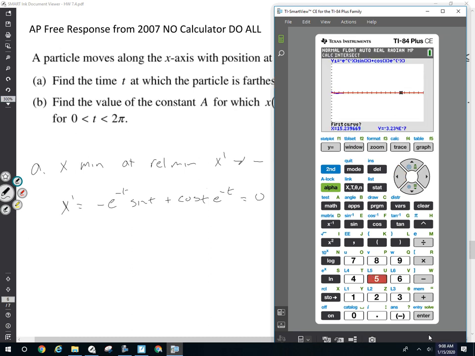Second calc, intersect. Watch this. Enter, enter, enter. It should go. Oh man, it tells me that, but that's not actually it. It's just close enough to 0.